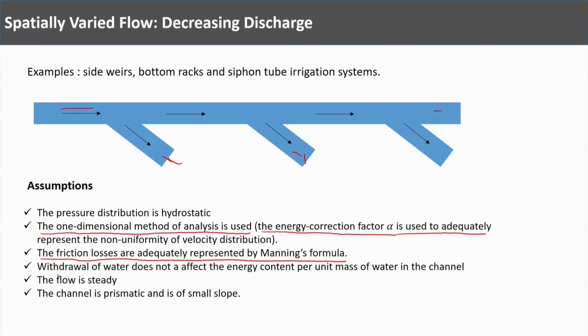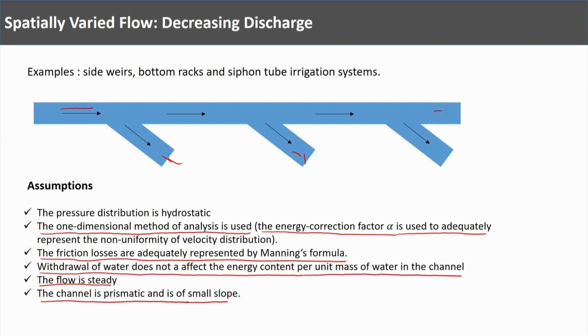We are assuming that withdrawal of water does not have any effect on the energy content per unit mass of water in the channel. There may be some minor loss, but we can consider that this energy loss is negligible. So, withdrawal of water does not have an effect on the energy content per unit mass of water, and the flow is steady, the channel is prismatic, and the bottom is of small slope.